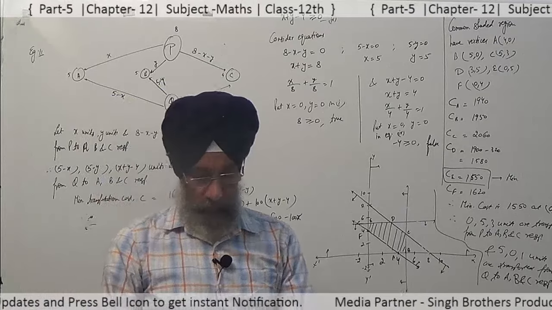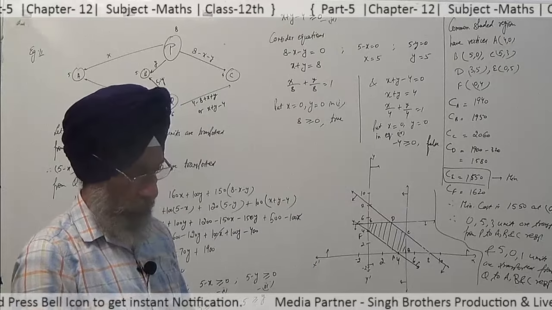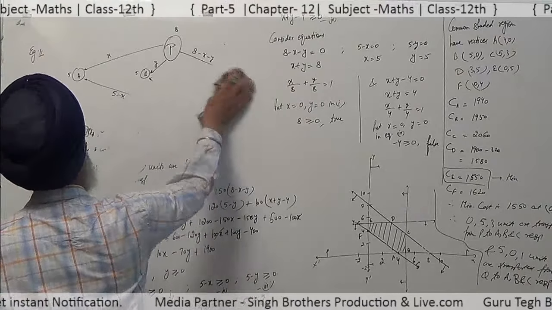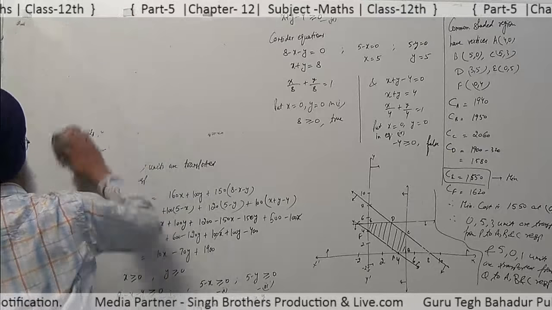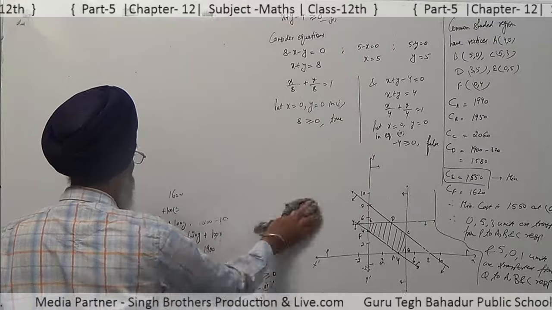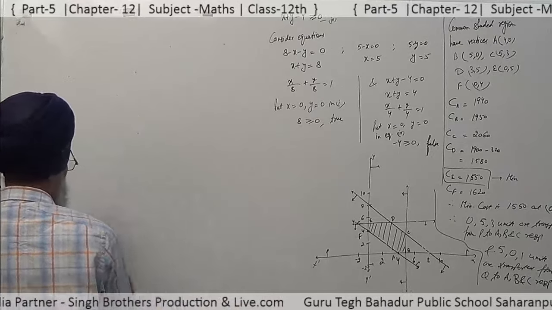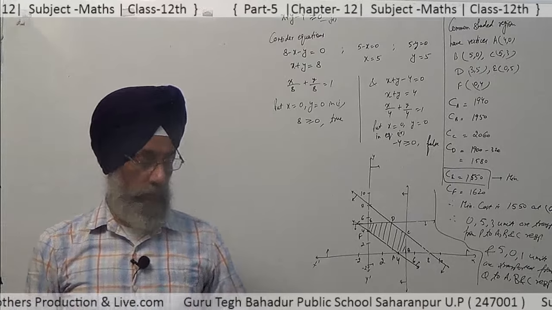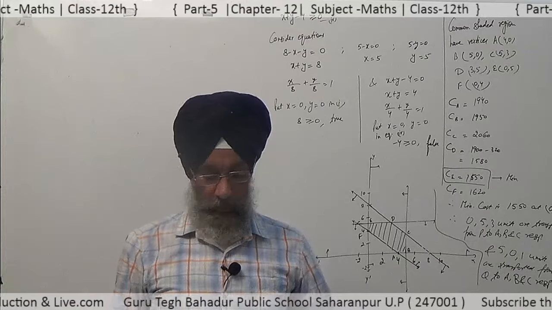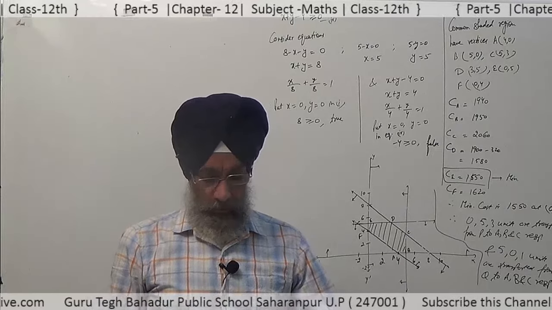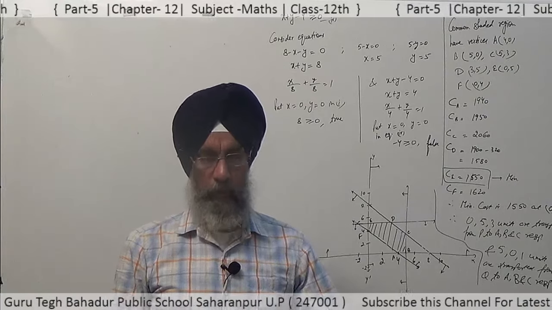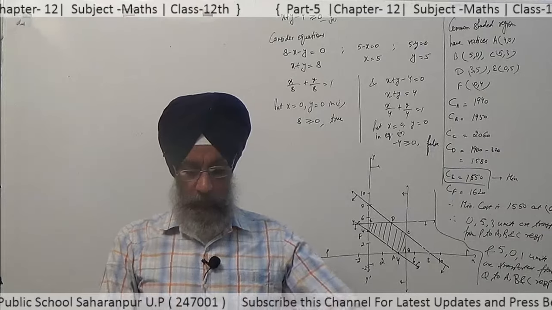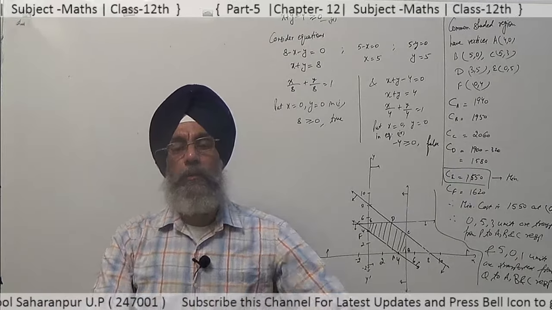So that's a different question. Now I'm discussing the question number 5 with you. Again very important question. It's already had come in the board exams 1 or 2 times. The question is, an aeroplane can carry a maximum of 200 passengers. A profit of rupees 1000 is made on each executive class ticket and the profit of rupees 600 is made on each economic class ticket.